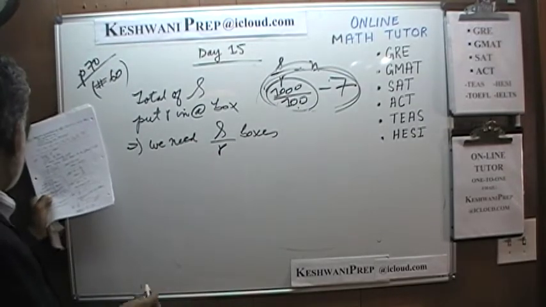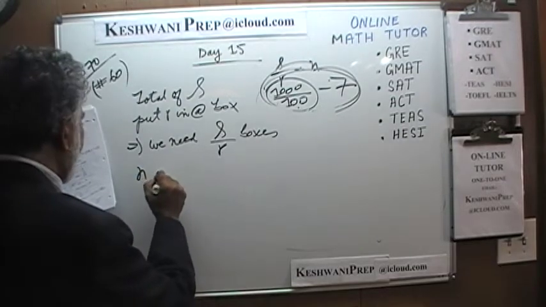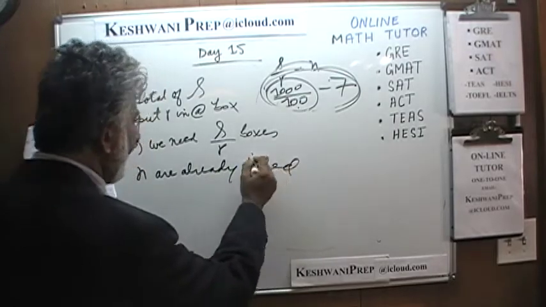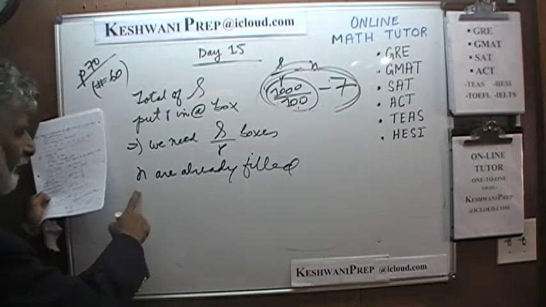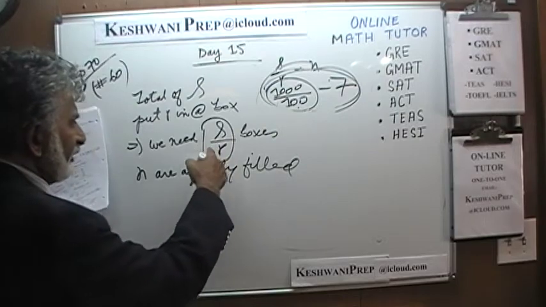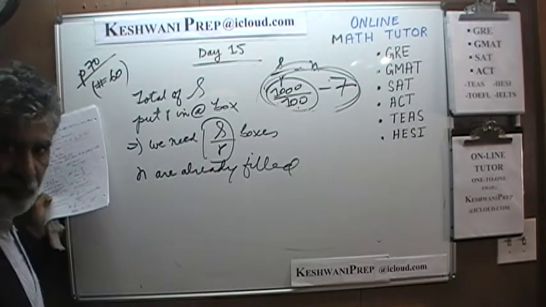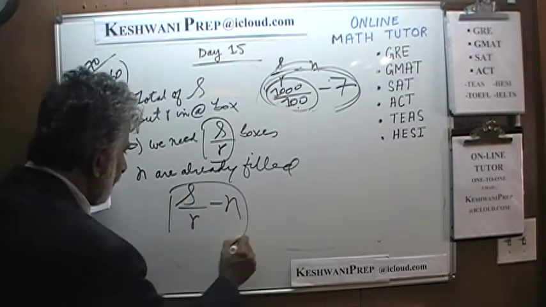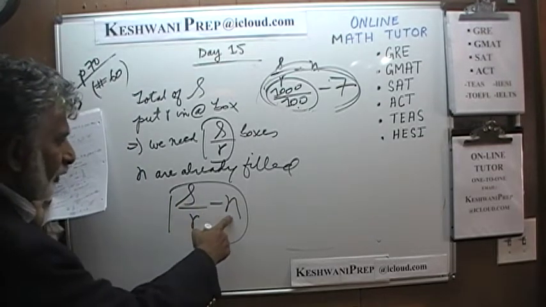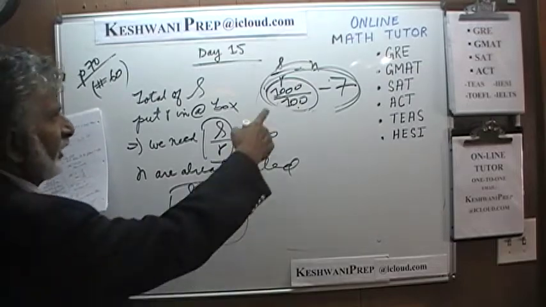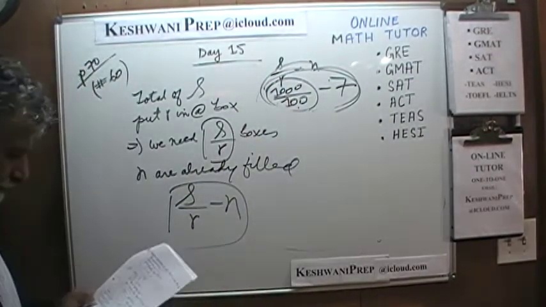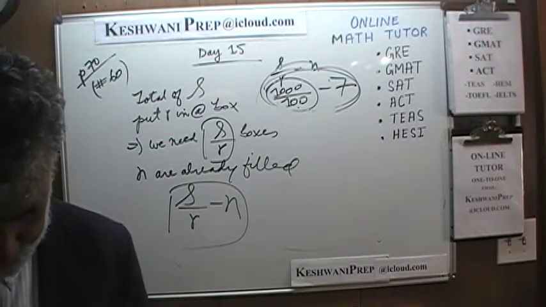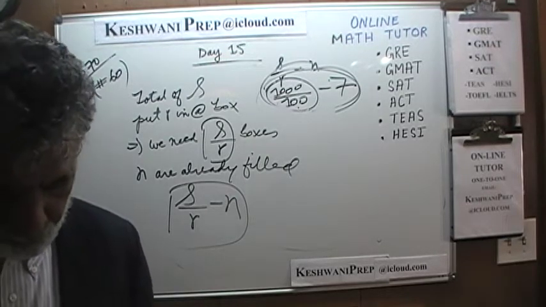We are told that N boxes are already filled up. If you already filled up N boxes, and S over R is how many boxes we need, then the number of boxes we still need to fill must be S over R minus N. The number of boxes we need minus the number of boxes that are already filled. Which is exactly what that is, S over R minus N. That's how simple it is. Do you understand? There's nothing to it.